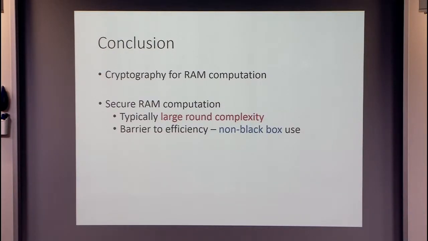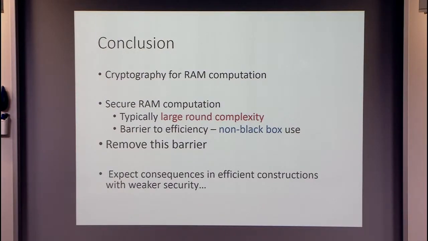Within RAM computation, typical solutions, for example, what Tal talked about, typically require large round complexity. In particular, the round complexity needs to grow linearly in the running time of the program. And the reason for not having a low round complexity has been this non-black box use of cryptography. This has been a barrier: whenever we tried to make things non-interactive, we had to inherently use non-black box techniques. And this is the barrier that we overcome in this result.